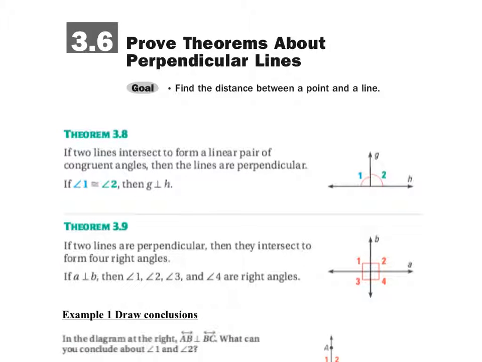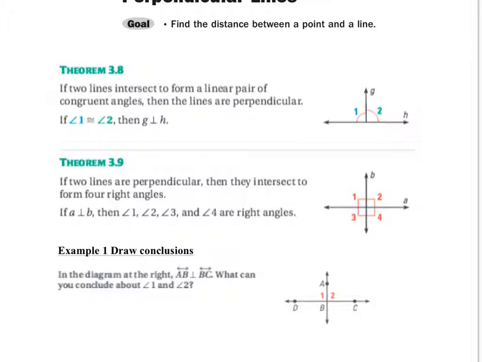Lesson 3.6, proving theorems about perpendicular lines, and eventually we're going to find the distance between a point and a line. So we have two theorems. First theorem: if two lines intersect to form a linear pair of congruent angles, then the lines are perpendicular.